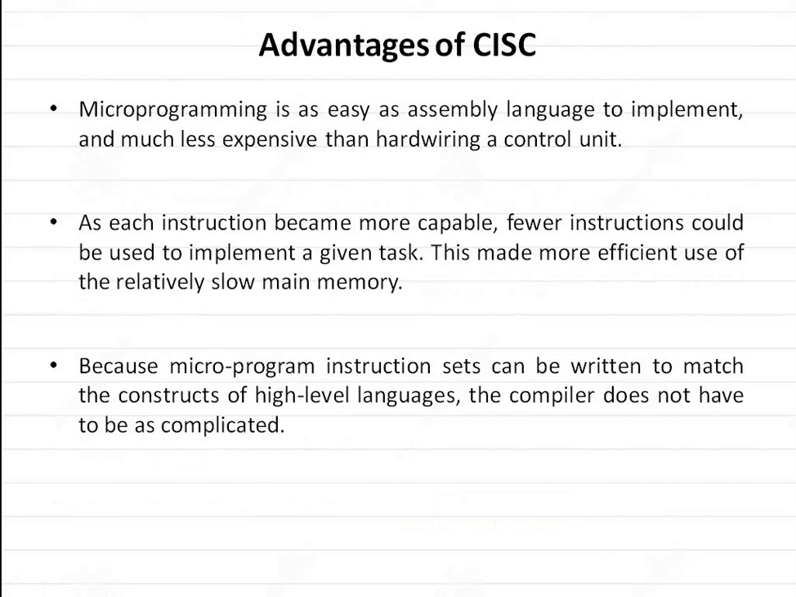Coming to the advantages of CISC architecture. Since CISC architecture is microprogramming based, we can write our instructions which are closely related to assembly language, and that is why they are much less expensive than hardware based control units, which we will see later in case of RISC processors. Secondly, since each instruction becomes more capable, very few instructions are required to perform a difficult task. That will help us make efficient use of the relatively slow memory which was earlier present in the processors.